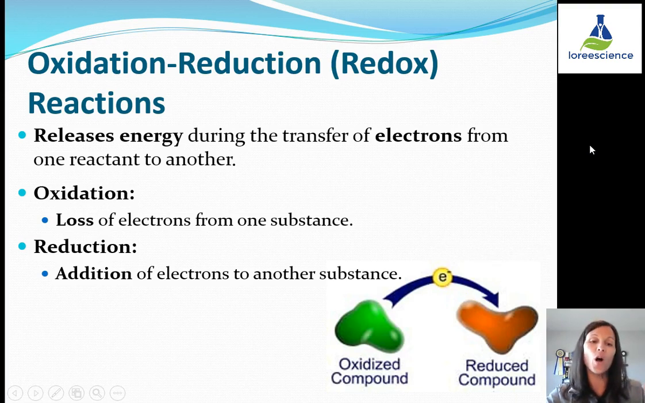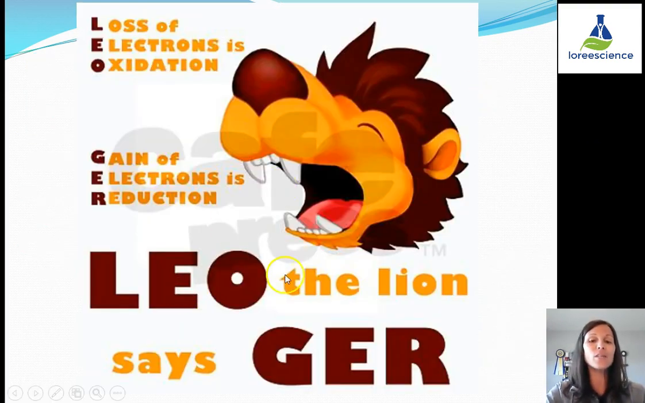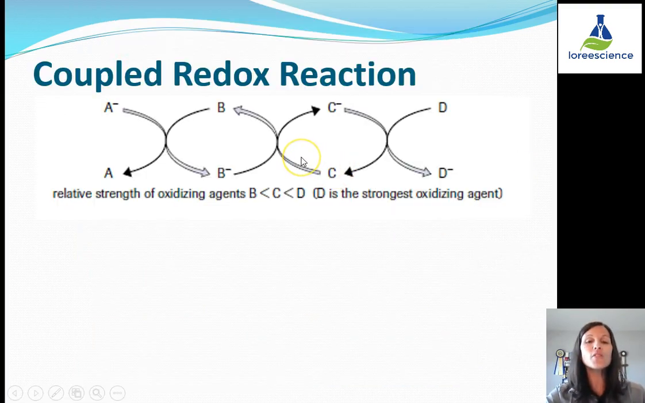One way to remember oxidation, loss of electrons, reduction, addition of electrons, is through the saying, LEO the lion says GER. So loss of electrons is oxidation. Gaining electrons is reduction. So if you remember LEO the lion says GER, you should be able to remember what is happening when. Oftentimes redox reactions are coupled or paired together.